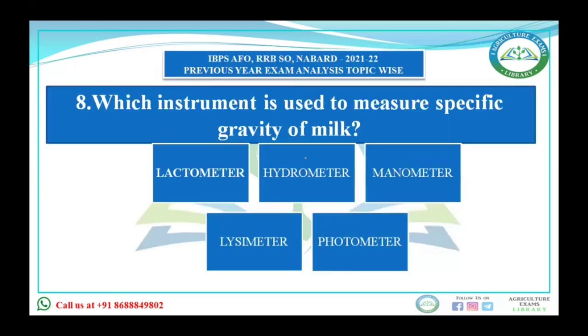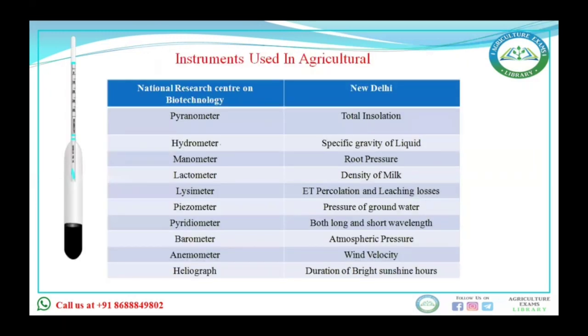Which instrument is used to measure the specific gravity of milk? Lactometer, hydrometer, manometer, lysimeter, or photometer. Okay, I know you all know this answer. Answer will be lactometer. You can see various instruments. Pyranometer is to measure total insolation. Hydrometer, specific gravity of liquid; manometer, root pressure; lactometer, density of milk; lysimeter, ET means evapotranspiration, percolation; piezometer, pressure of groundwater; pyranometer, both long and short wavelength; barometer, atmospheric pressure; anemometer, wind velocity; heliograph, duration of bright sunshine.